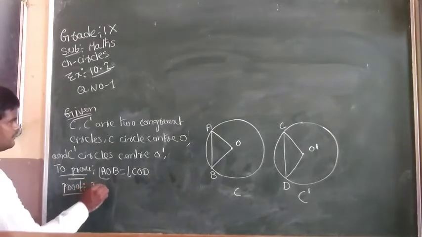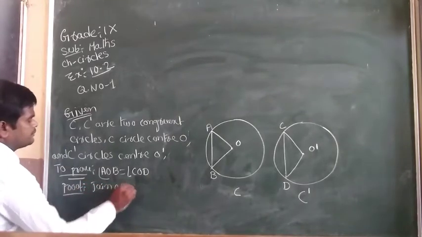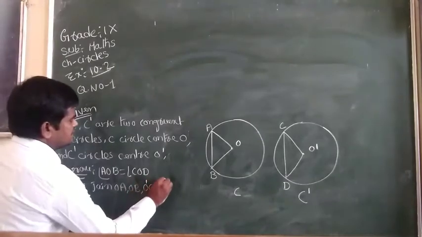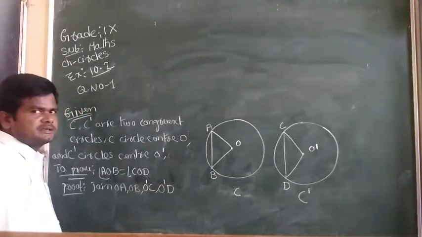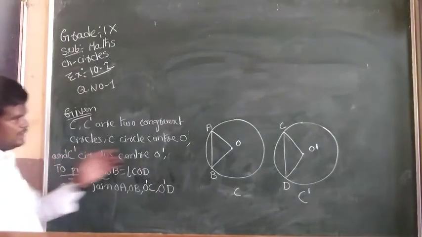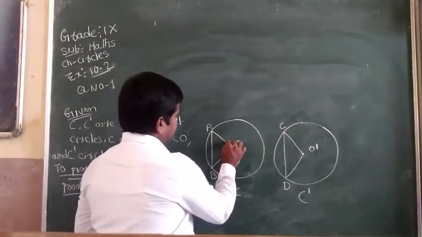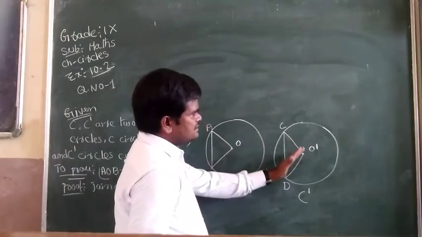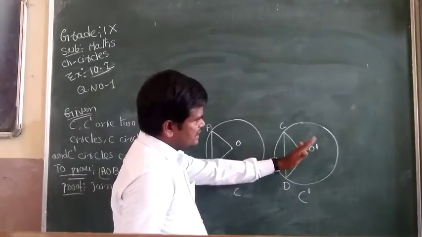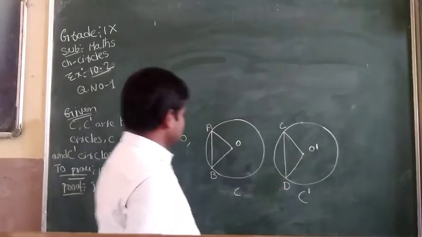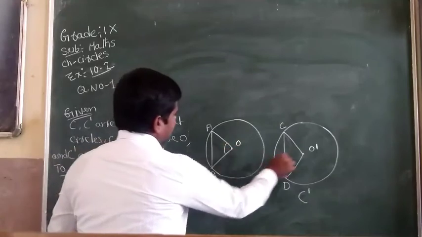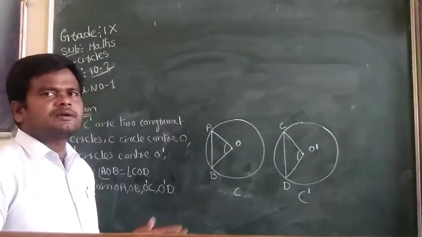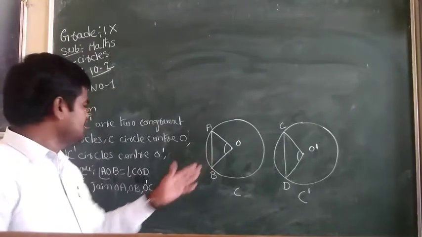Here join OA, OB, O dash C and O dash D. This is the subtended angle at the center of chord AB. This is the subtended angle at the center O dash of the chord CD. We need to prove that these two angles are equal.